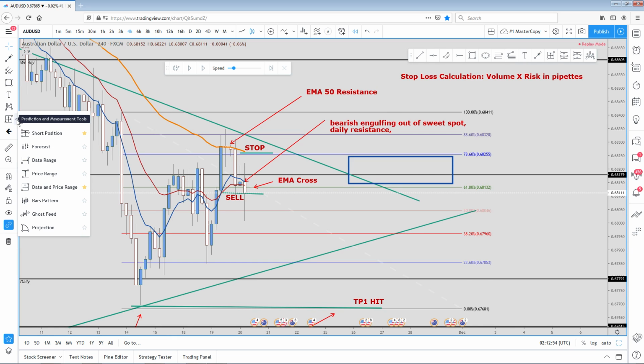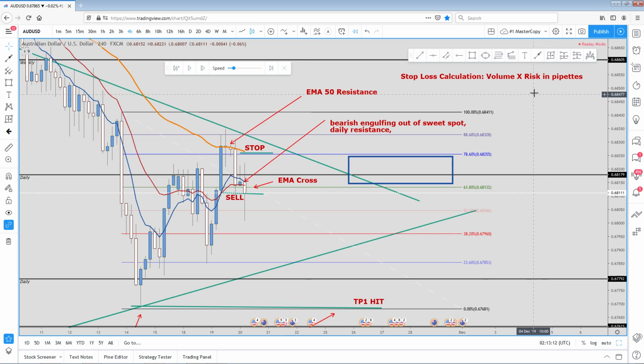So right here, if you go here and see this date and price range. If you favorite that, see how if you click on that favorite, it'll show up up here in the right, in your favorite bar. So we're going to use the date and price range tool. So right here, date and price range tool.